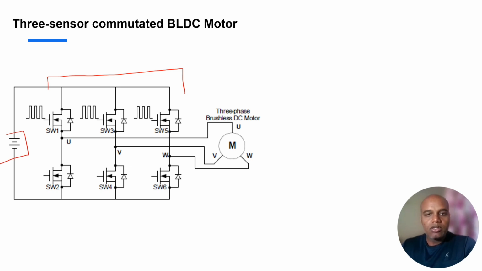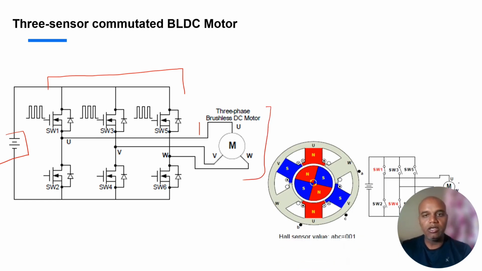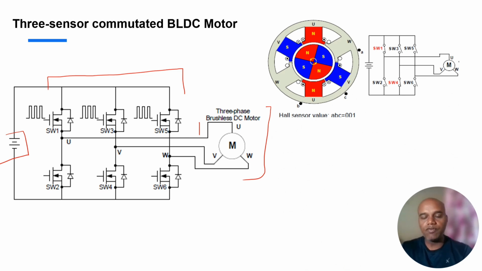My three windings of the stator, which are placed 120 degrees apart from each other, are connected to this bridge converter in this manner. And to understand the working of this, three Hall sensors A, B, and C are deployed on the stator, and all these three Hall sensors are again 120 degrees apart from each other.